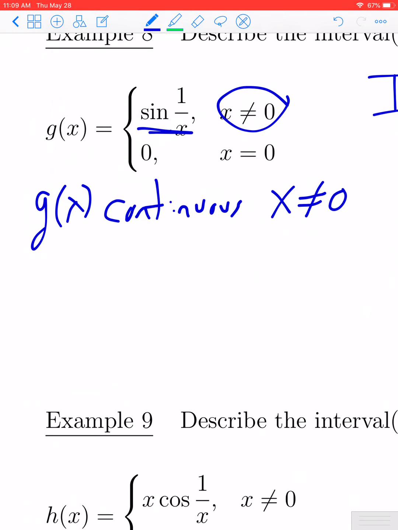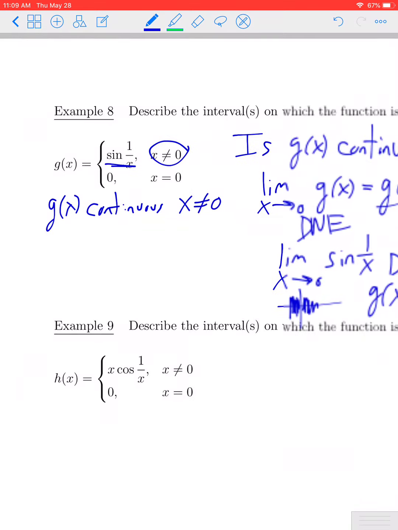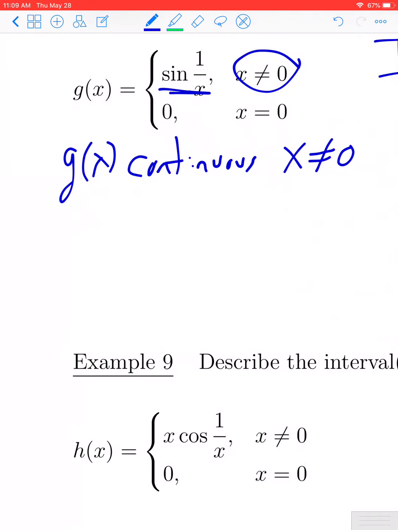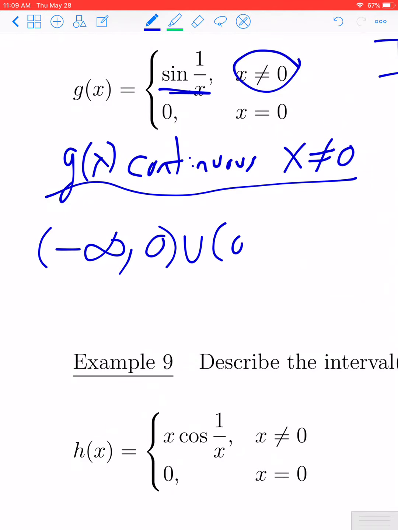So what we can determine, our final conclusion, remember the question says describe the intervals on which the function is continuous. Well, g will be continuous for all x different from 0. That's from negative infinity to 0, union 0 to infinity.